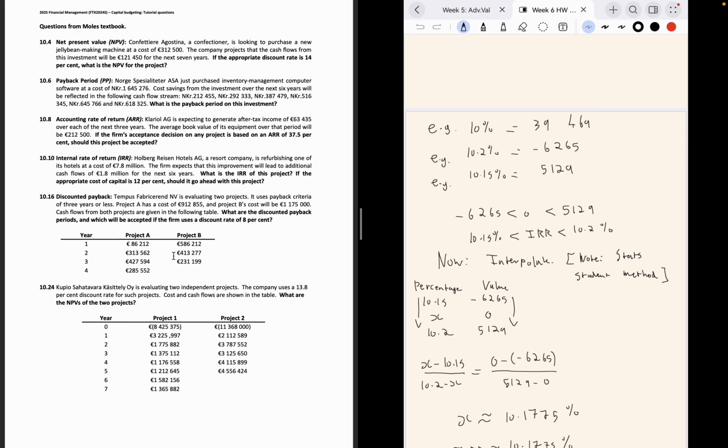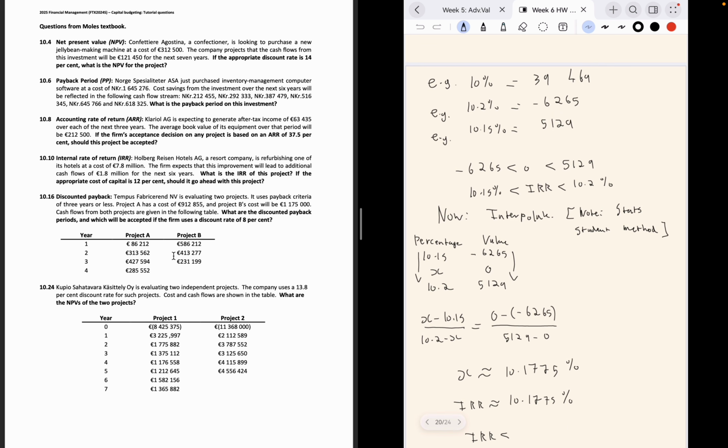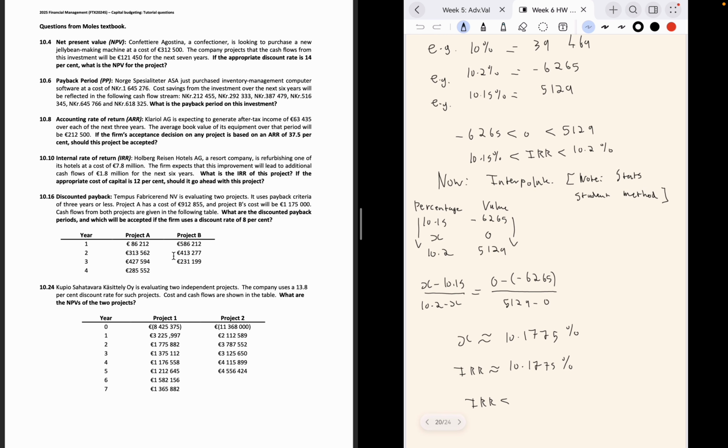So now we're going to interpolate using what we get taught in stats. Shout out all the stats goats watching this, if there are any. So how do we interpolate? Let's arrange this in ascending order. So percentages, we have 10.15. X is what we don't know, so that's in the middle, and then 10.2. And then the value is negative 6,265. Below that is 0, because that's the internal rate of return that corresponds to X. And then 5,129, that's the positive value.